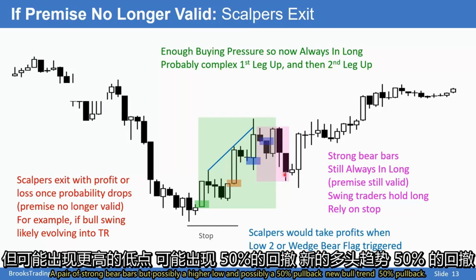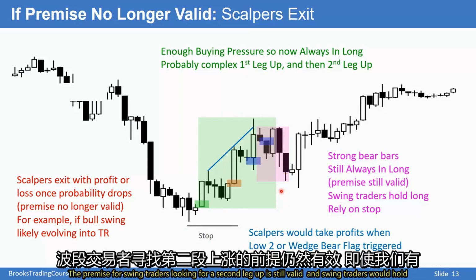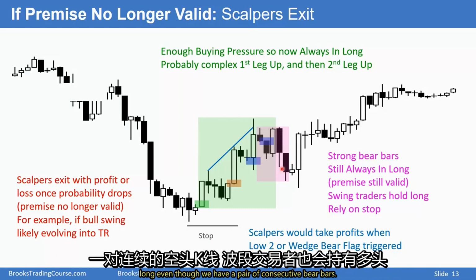A pair of strong bear bars, but possibly a higher low and possibly a 50% pullback. New bull trend, 50% pullback. The premise for swing traders looking for a second leg up is still valid, and swing traders would hold long even though we have a pair of consecutive bear bars.